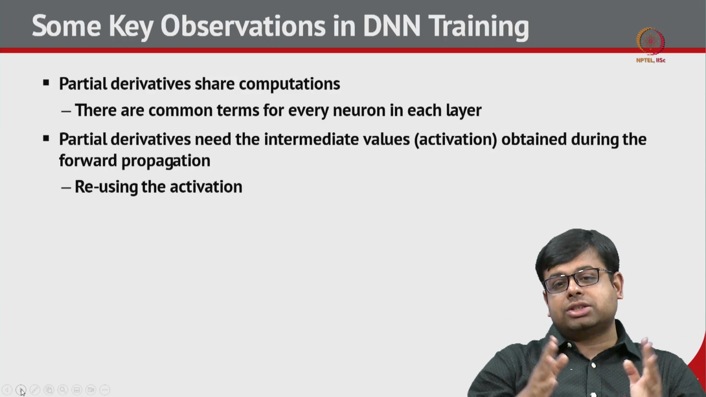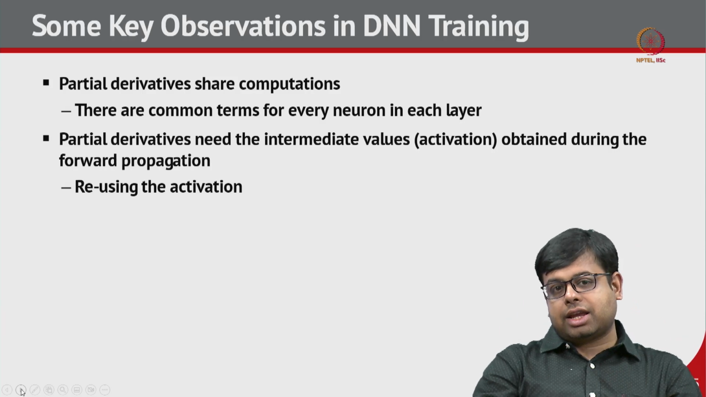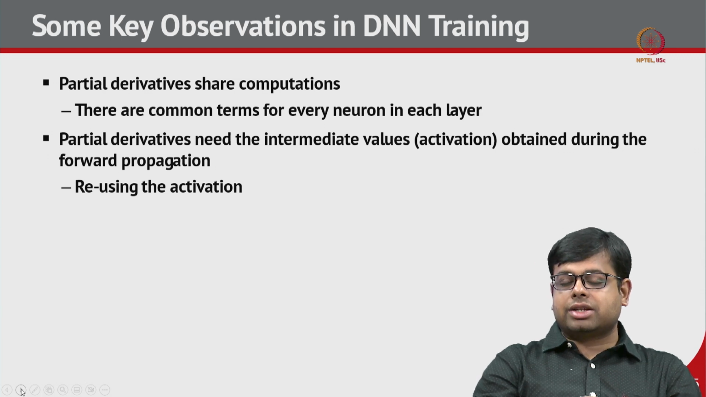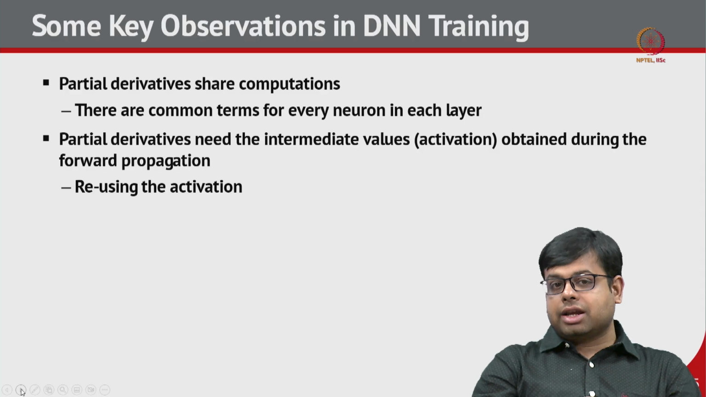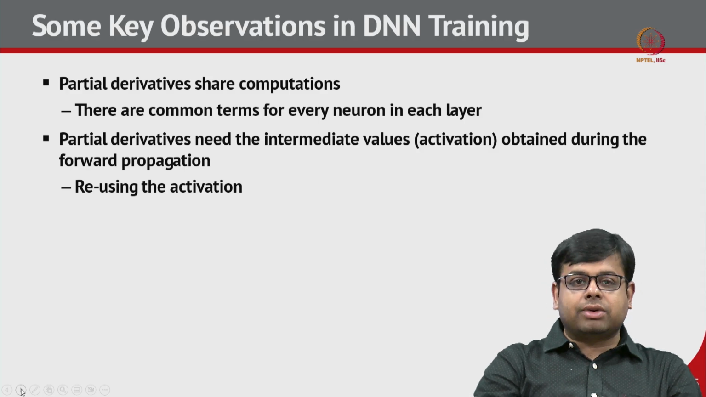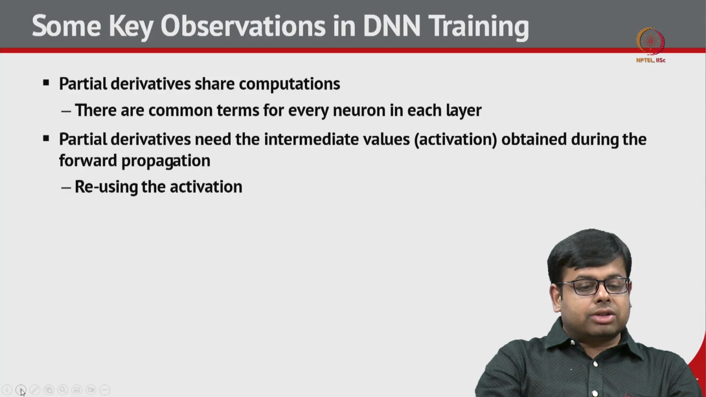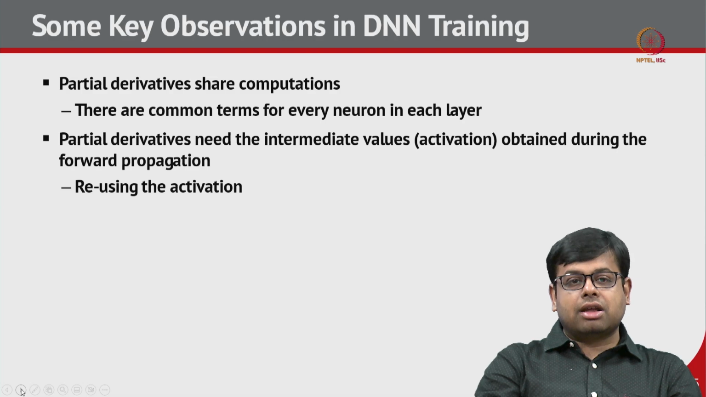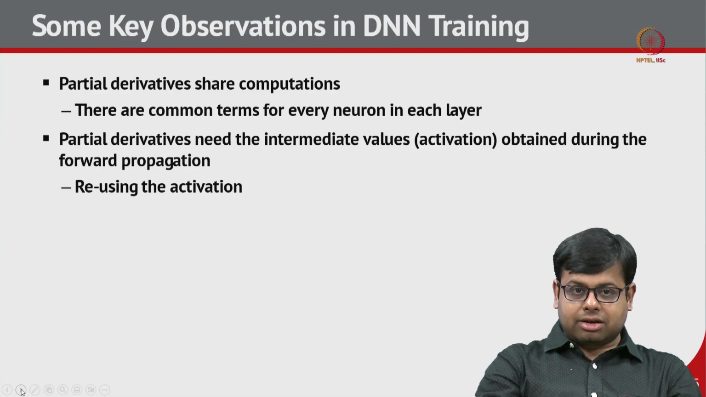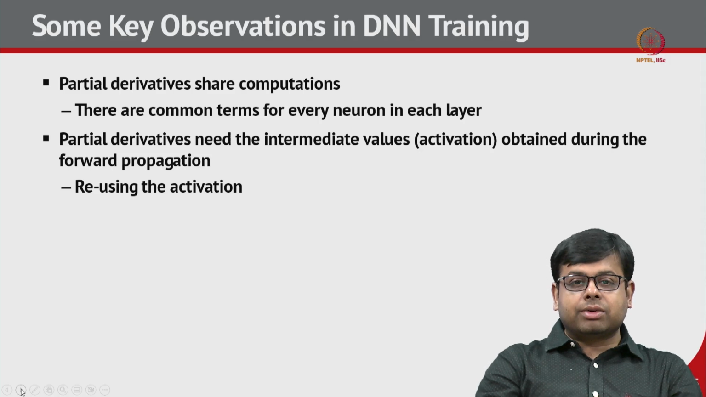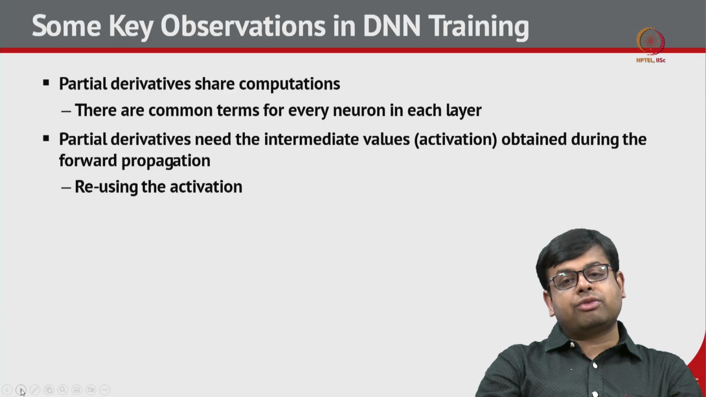Now in that process of back propagation, we are computing gradients of weights which should minimize the error, right. Whenever we say gradients, that means we are computing some derivatives, correct. There are some partial derivatives which share computations. There are common terms for every neuron in each layer, right. Not only that, these partial derivatives need the intermediate values obtained during the forward propagation.